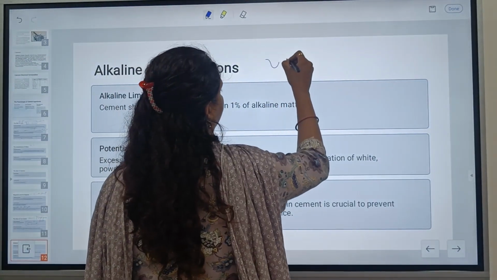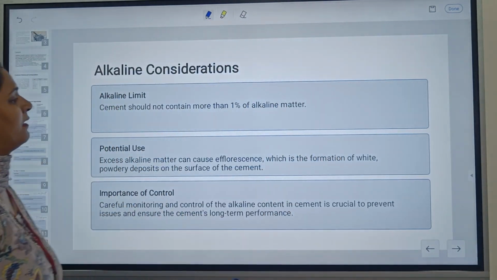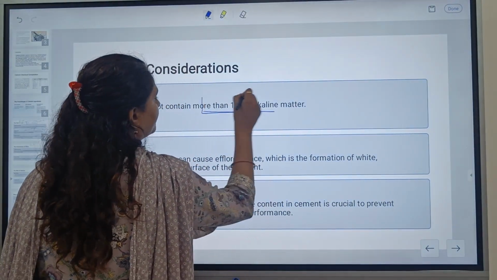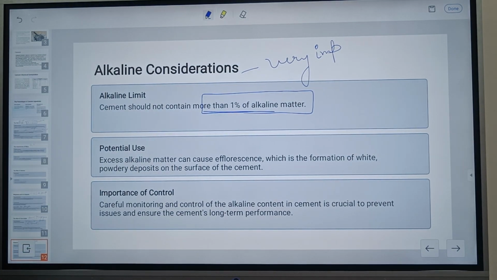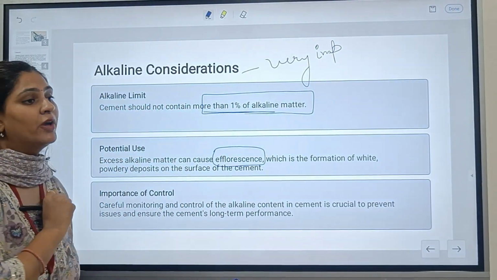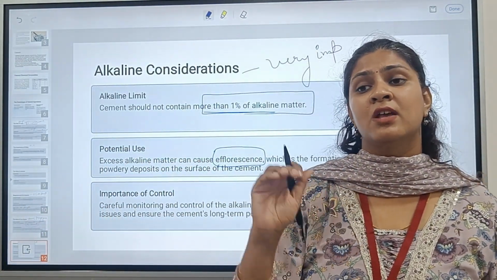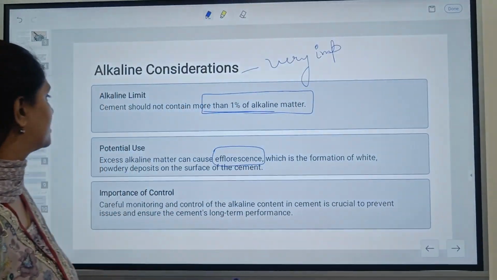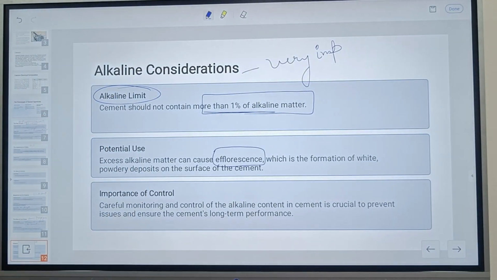Very important. The value should not be more than 1%. Because if it is more than 1%, then it causes efflorescence. You have seen so many times a thin fine layer of white material on the surface of structures, which is nothing but efflorescence. That is due to the higher limit of alkalines present in the final product.